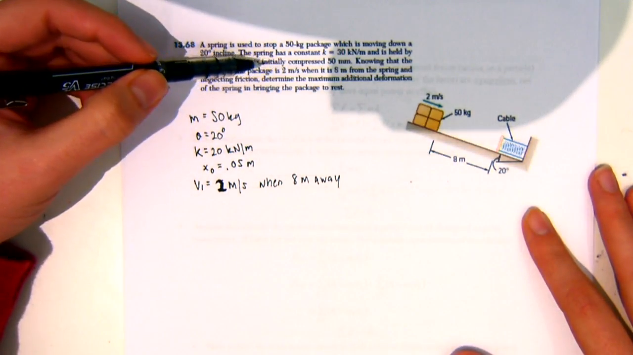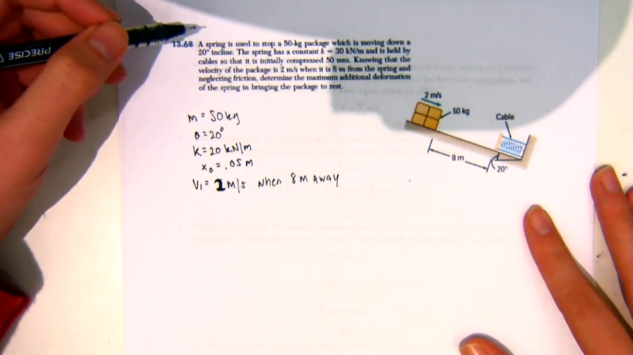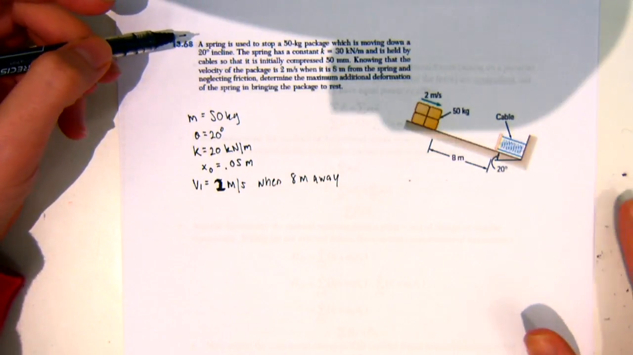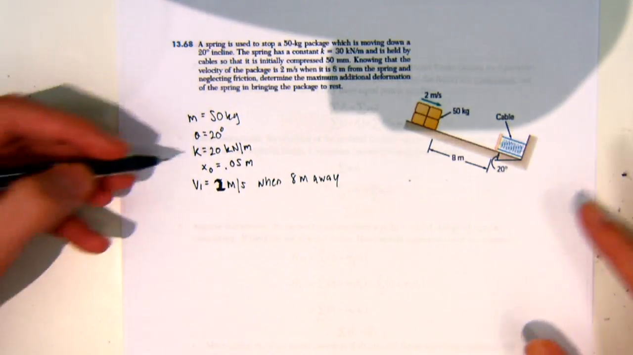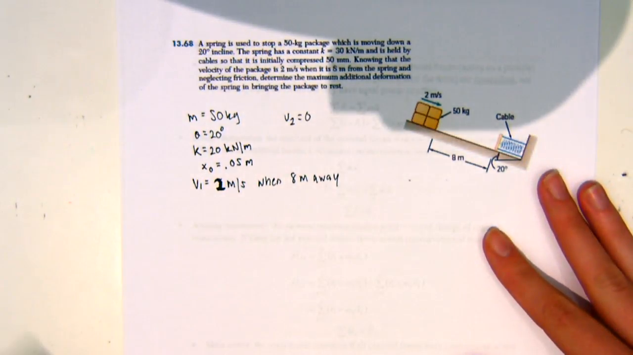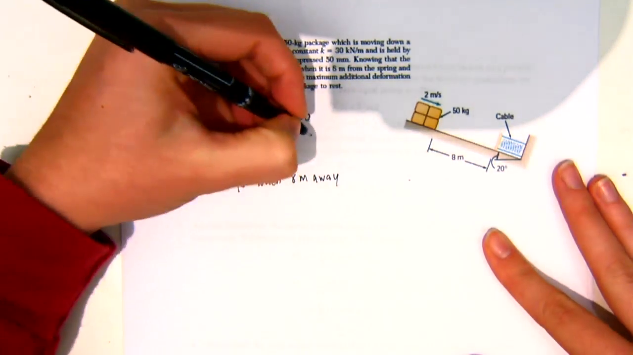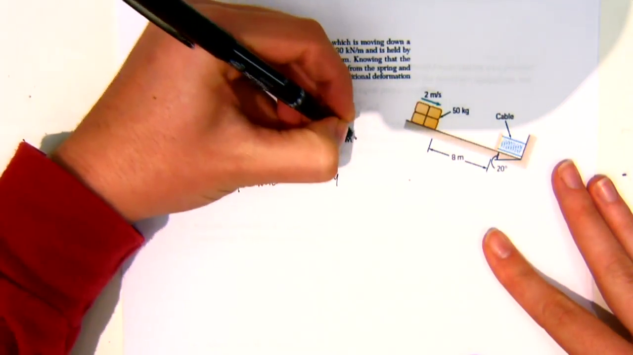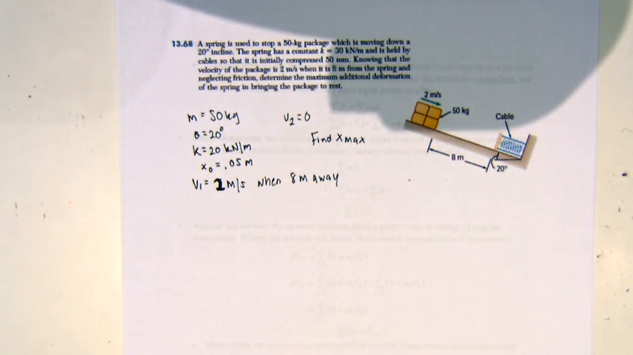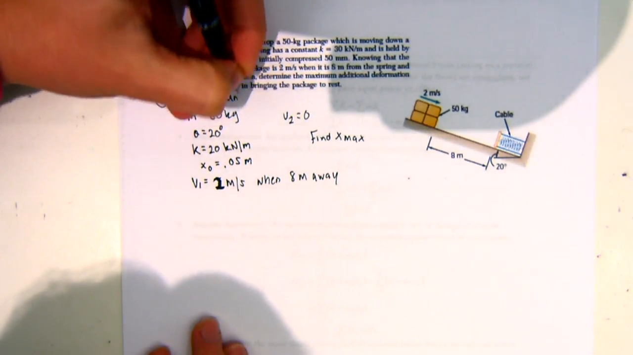So 2 meters per second when it's 8 meters from the spring, and neglecting friction, which is nice. Determine the maximum additional deformation of the spring in bringing the package to rest. So we know that V2 will equal 0. So we're told that it's going to go to rest. And then we have to find the X max. So we're finding the additional deformation of the spring. So how much additionally is it going to get compressed? So this was our knowns and unknowns.